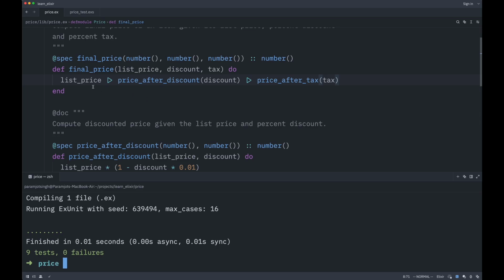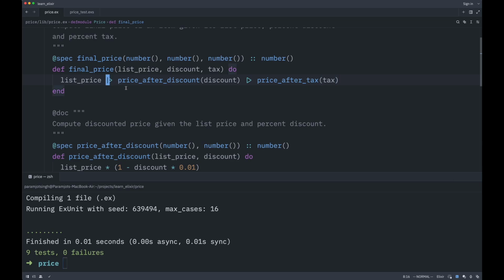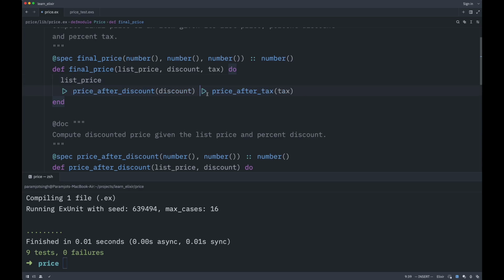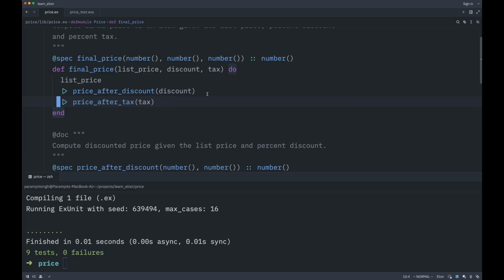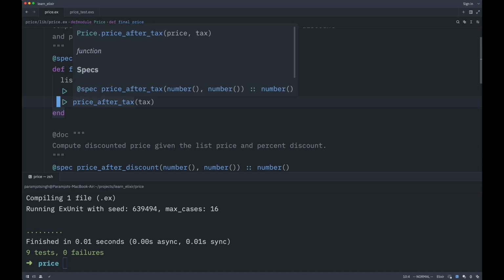It is very interesting to note how this pipe operator closely follows our analysis. We start with the list price, we feed the data into price after discount, which is fed to price after tax, and this simply becomes the last function. If the entire line becomes too long to read, you can split that into multiple lines like so. And now you can see that you start with the list price, it is piped into price after discount, and it is piped into price after tax.